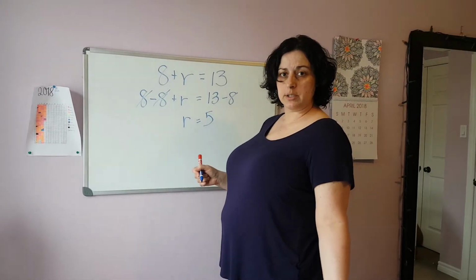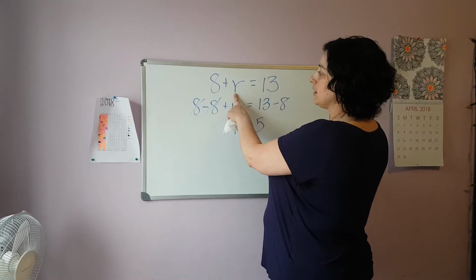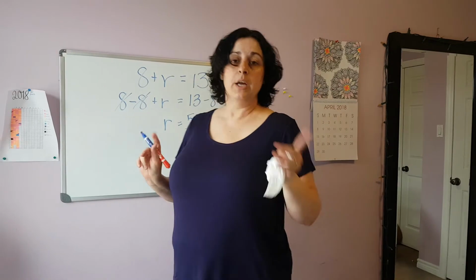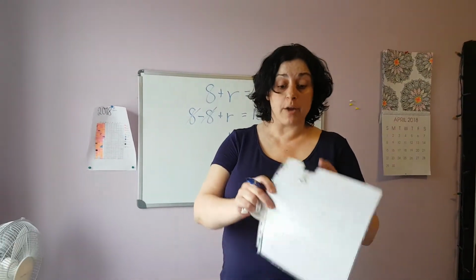How do you check your work to make sure you're right? Well, if r is 5 and I put a 5 here, is 8 plus 5 13? Yes, it is. So I'm good. So here's what you've got next, guys. We're going to try it. You're going to try the work, okay?